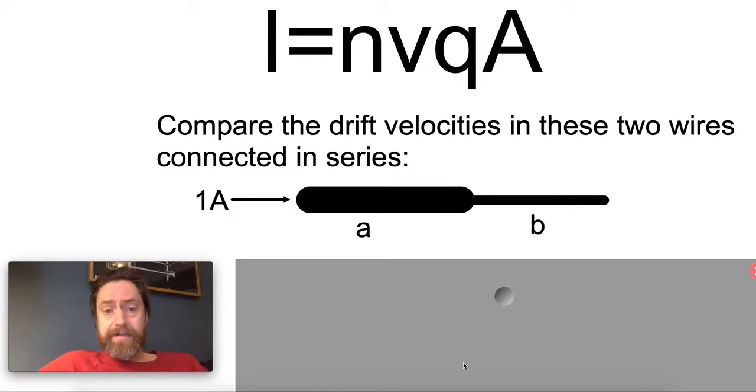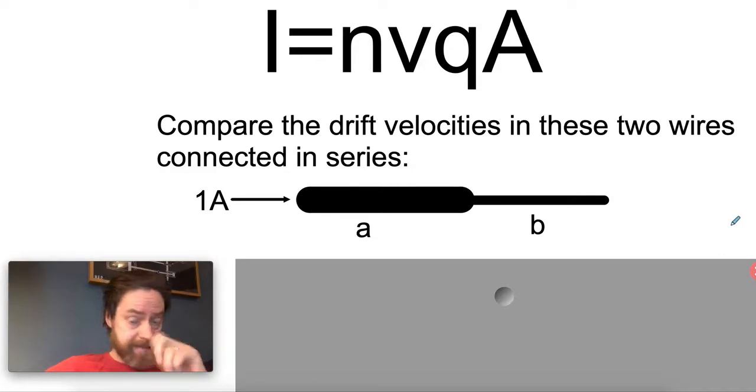So a typical question might be something like this. We've got two wires, A and B, connected in series. A has clearly got a larger diameter than B and therefore a larger cross-sectional area. And it tells us that there's one amp flowing through them. So what would we have to do to answer this question? Well, first of all, we need what we know already about series circuits. If A and B are connected in series, the current is going to be the same in both of these wires.